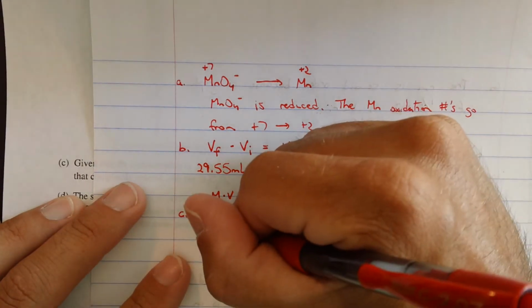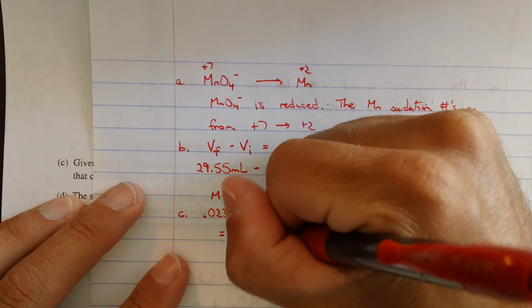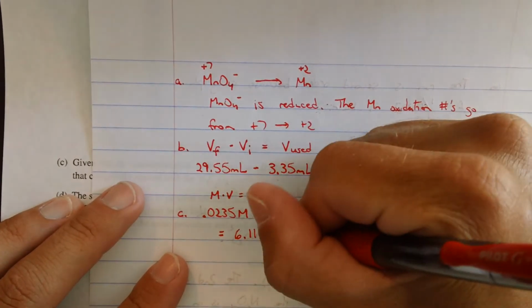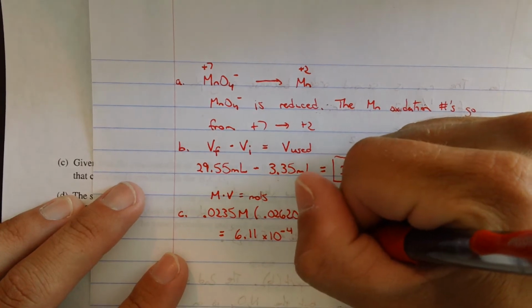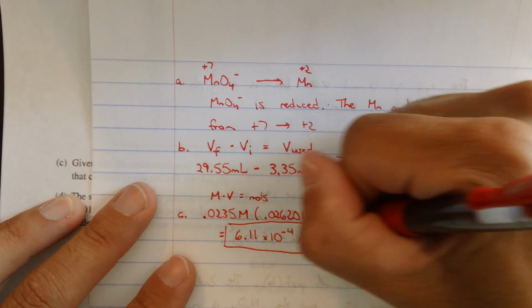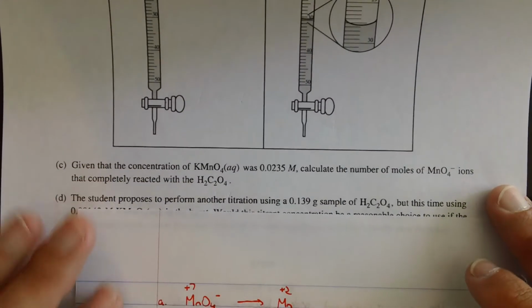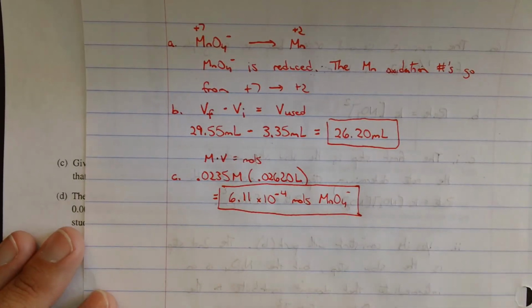And that will give us our number of moles, and it should be small. And I got 6.11 times 10 to the negative fourth moles of MnO4 that was added. Good? That's part C.